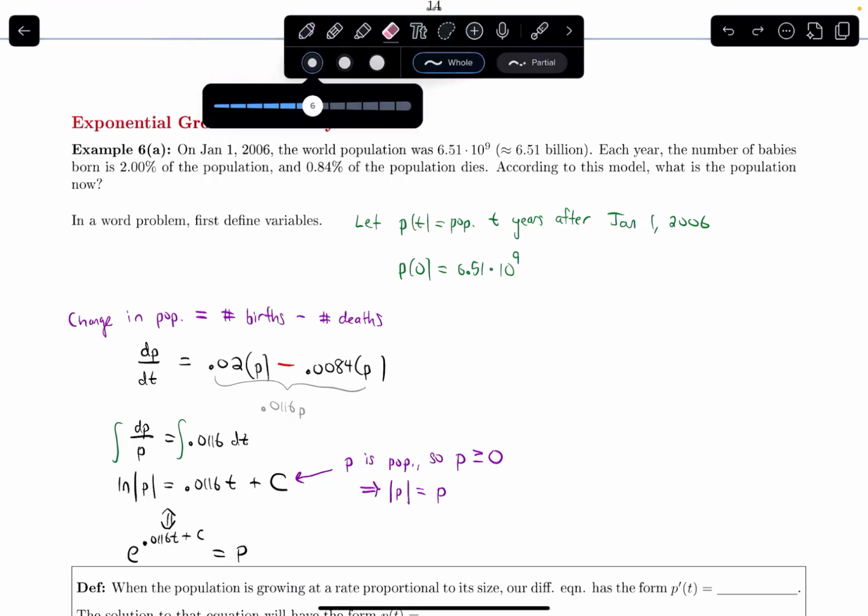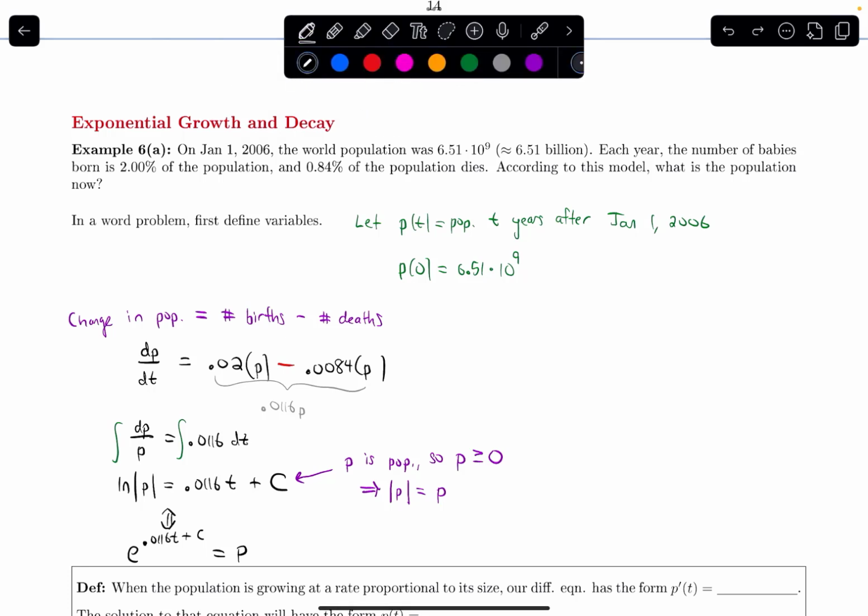I can simplify this a little bit. I can use an exponent property on this e term, because that becomes e to the 0.0116t times e to the c. And then what I want to notice about this is e and c are both just constants. So this whole thing I've circled is a constant. I can just rename it and call it k.